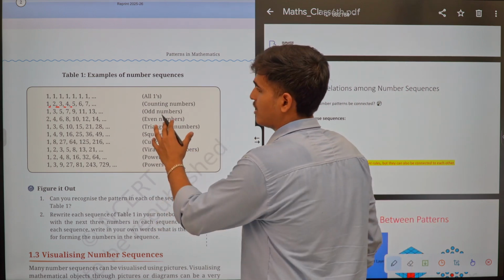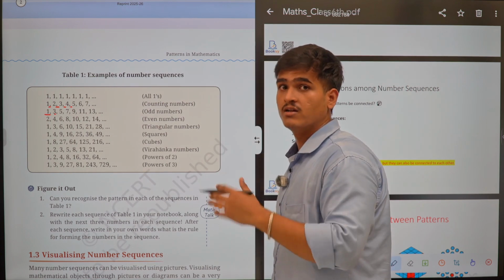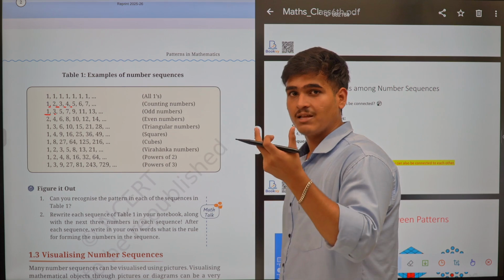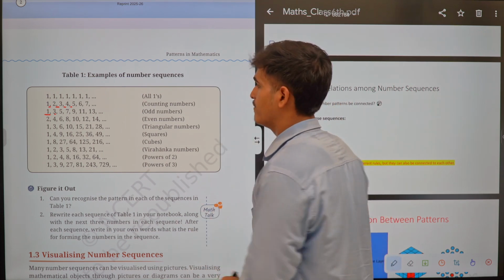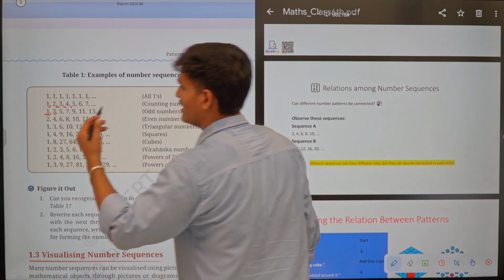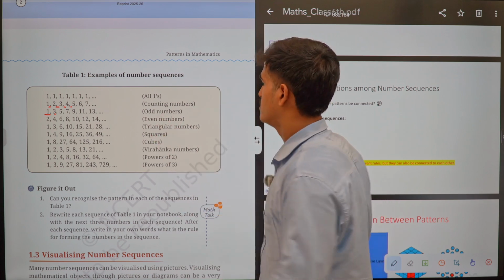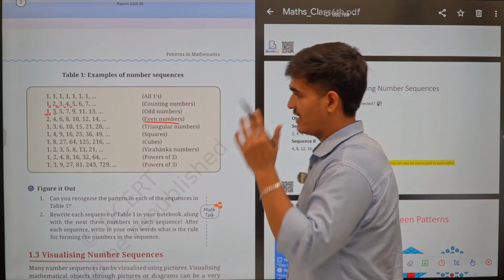Okay. Now, what is the third one? It is an odd number. I have already taught you what is an odd number. The number which is between the even numbers is called an odd number. So 1, 3, 5, 7, 9, 11, 13, 15, 17, 19, 21. These are the odd numbers. Then what is an even number? The number which is multiplied by 2 is called an even number.